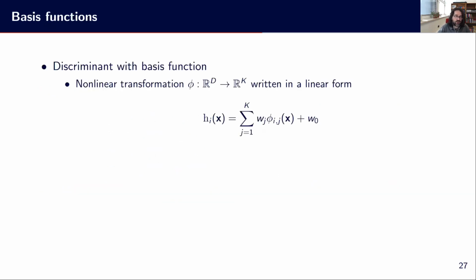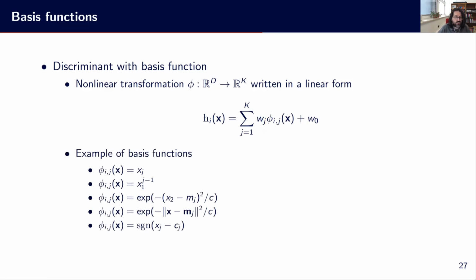And as such, we can solve it by using what we call a basis function. This basis function makes a nonlinear transformation from a d-dimensional space in R^d to a new space in k dimensions. That transformation maps things into a new space, but we can still solve it using something similar to what we had before, a linear discriminant. But with this equation, you see that the big difference is that x is applied in the function phi_ij here, which makes the mapping from R^d to R^k.